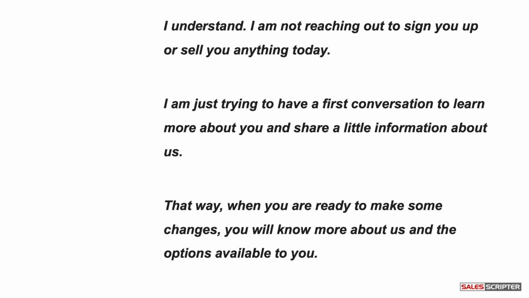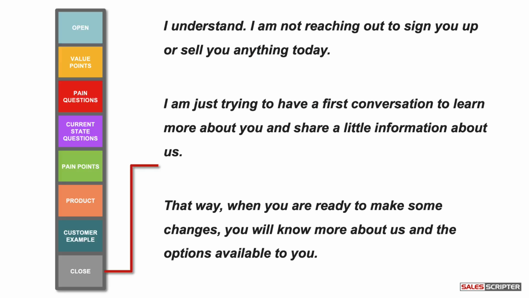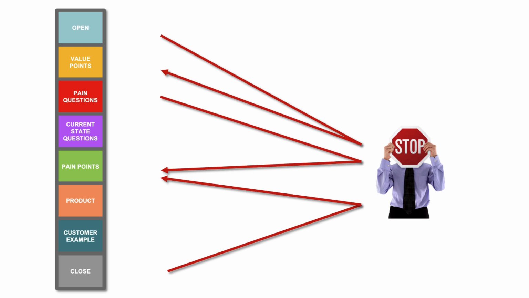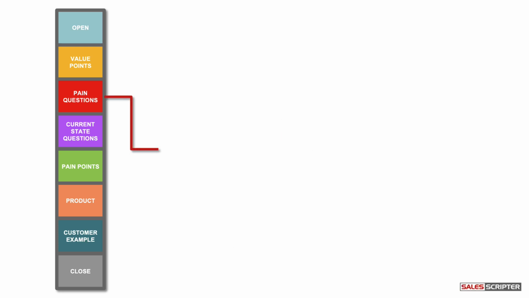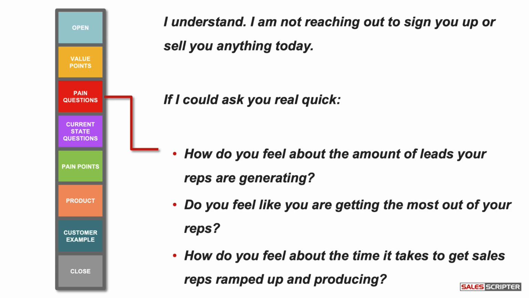And this particular objection response that I showed you goes more in the direction of going for the close. You do have some other options of different ways to deflect the objection. For example, if you want to deflect the objection but not go for the close right then, and maybe keep the conversation going so that you can find a better moment or better reason to go for the close, you could deflect with your pain questions by saying something like, hey, I understand I'm not reaching out to try to sign you guys up or sell anything, but if I could ask you real quick, how do you feel about the amount of leads your reps are currently generating?